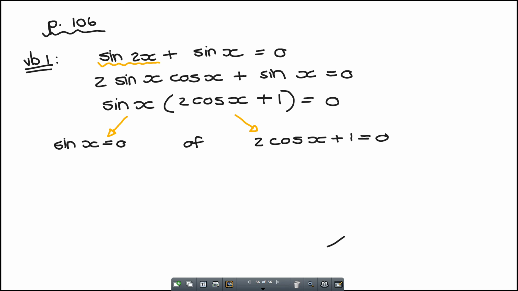Nee, so dis will kom by cos x is gelyk aan minus 1 op 2. Who doesn't get that part? Because I left out 2 steps there. Is julle alright? I'm all good.